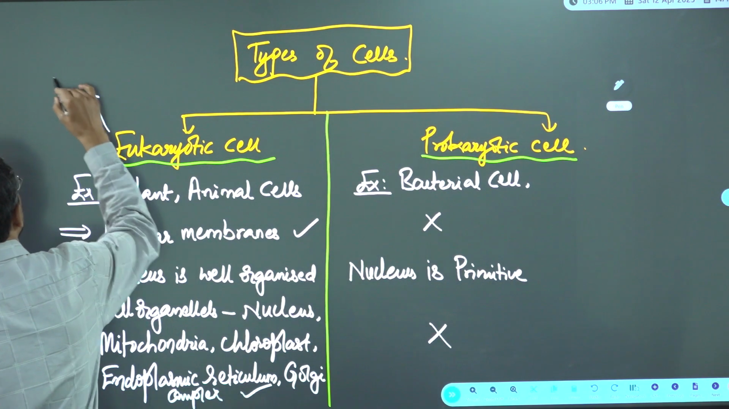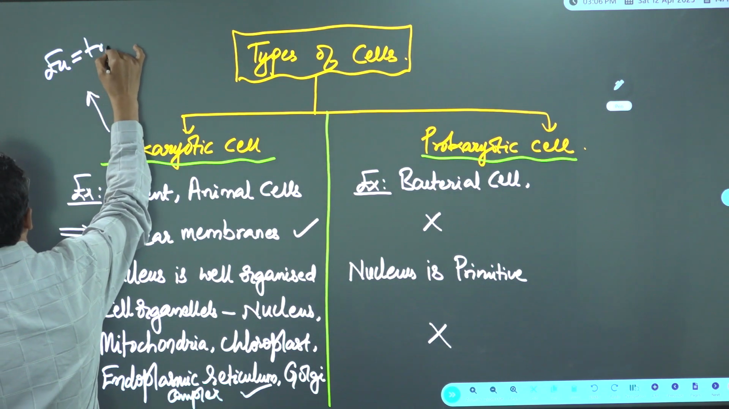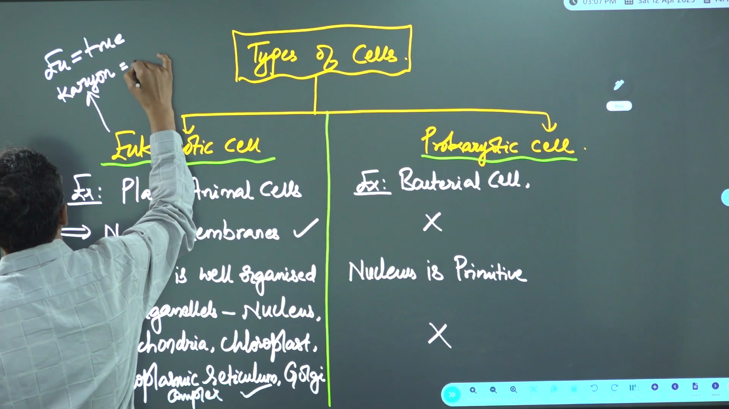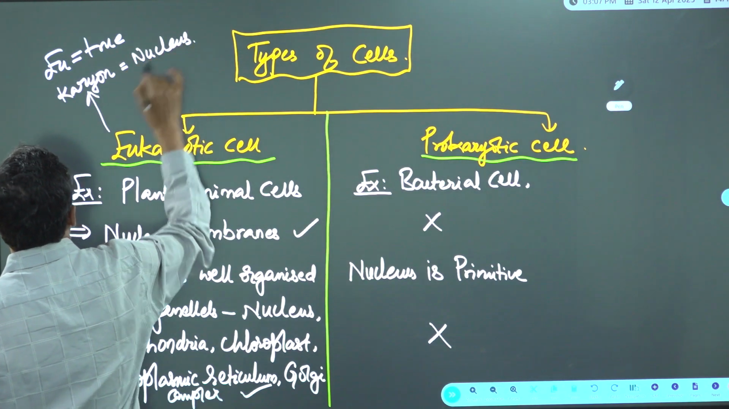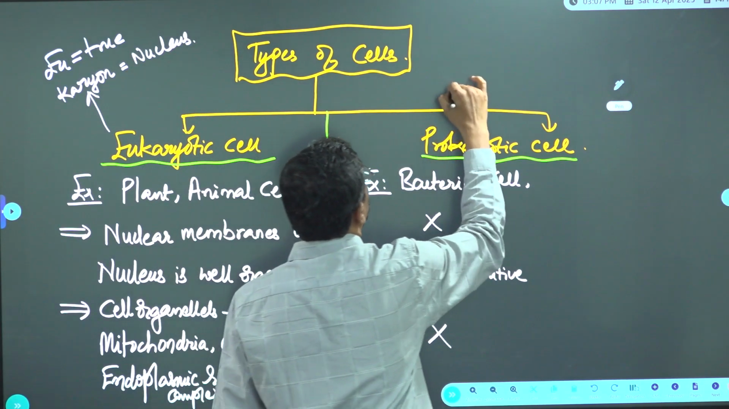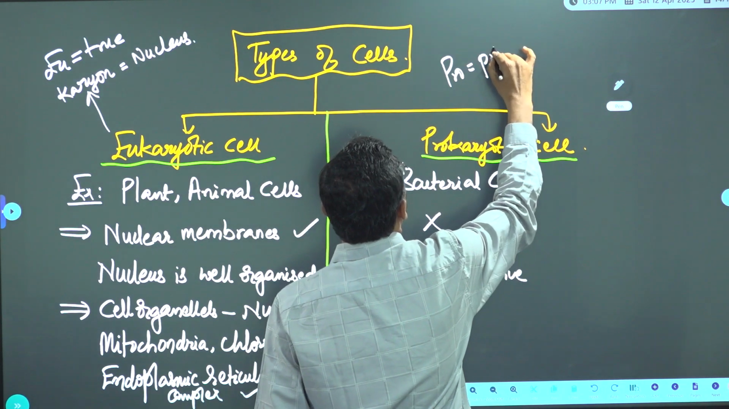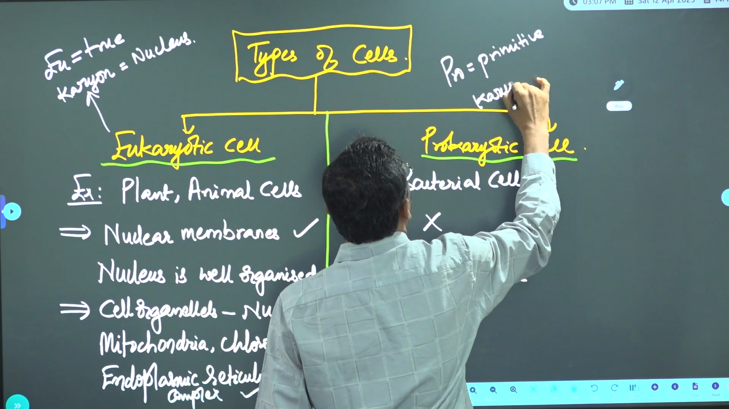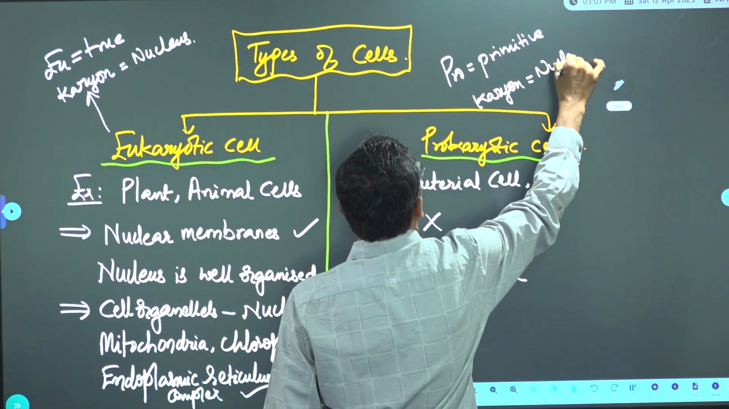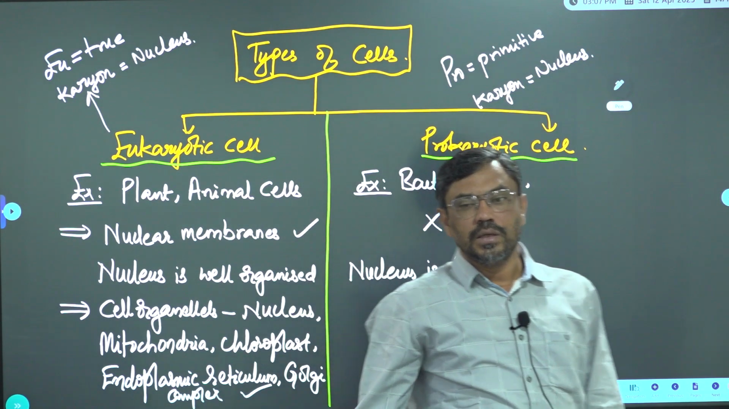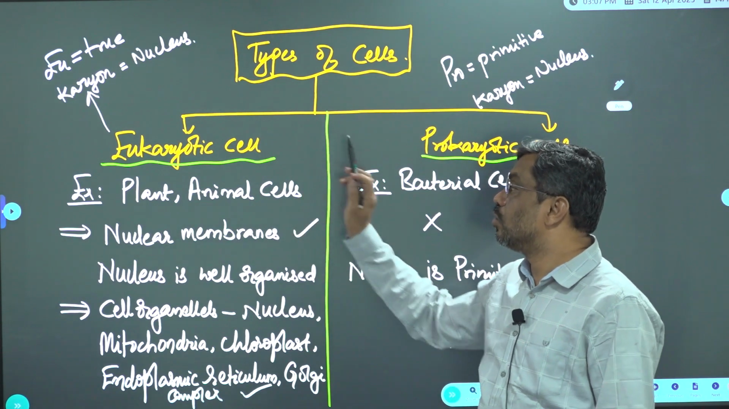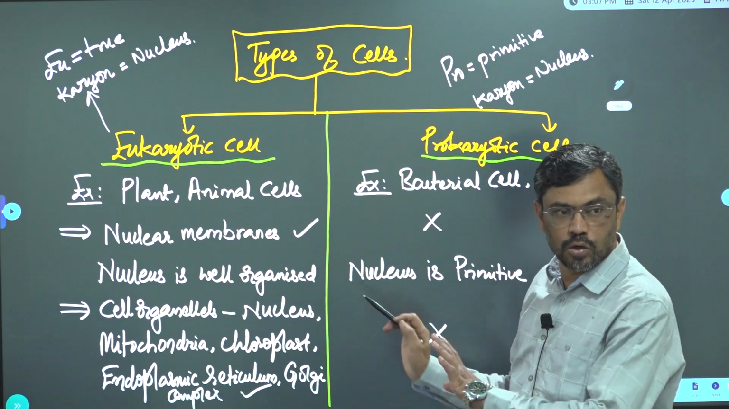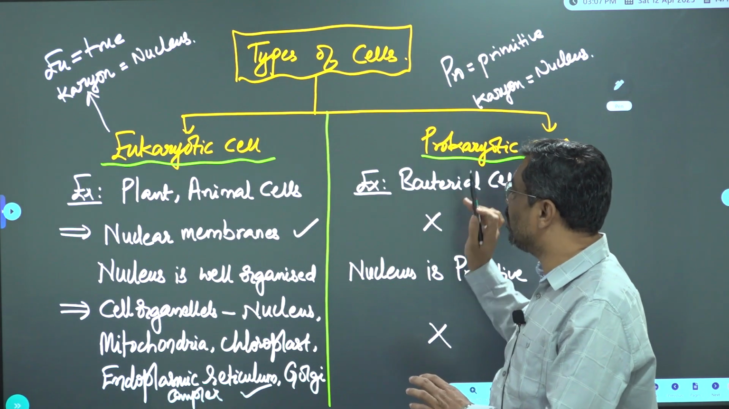So eukaryotic, 'eu' means true, 'karyon' means nucleus. Here 'pro' means primitive, 'karyon' means nucleus. Here the eukaryotic cell has a true nucleus. Examples are plant cells and animal cells, including human cells. Here the prokaryotic cell example is the bacterial cell.